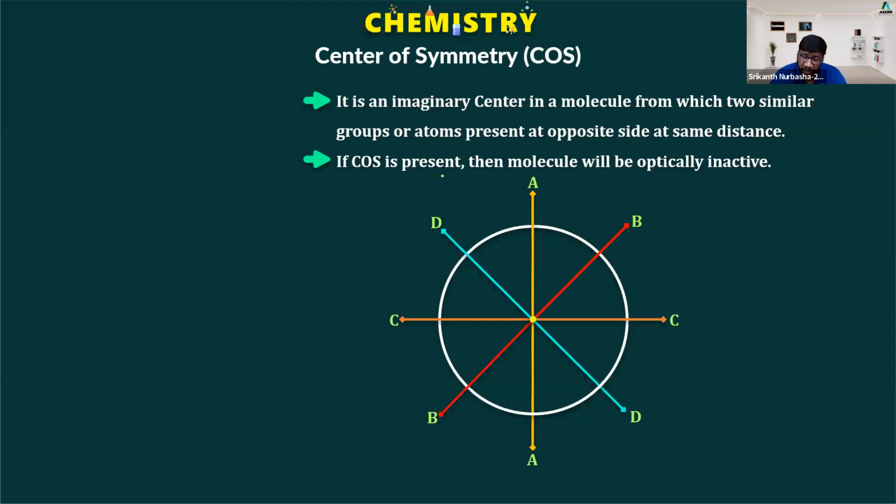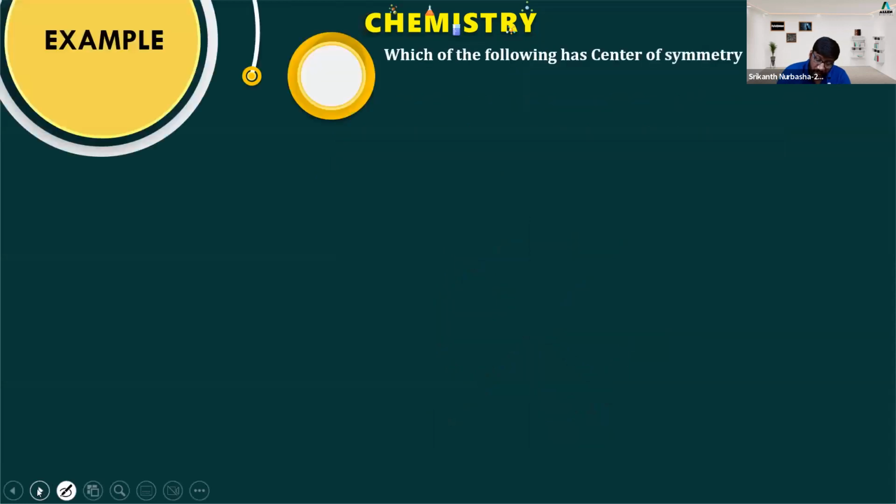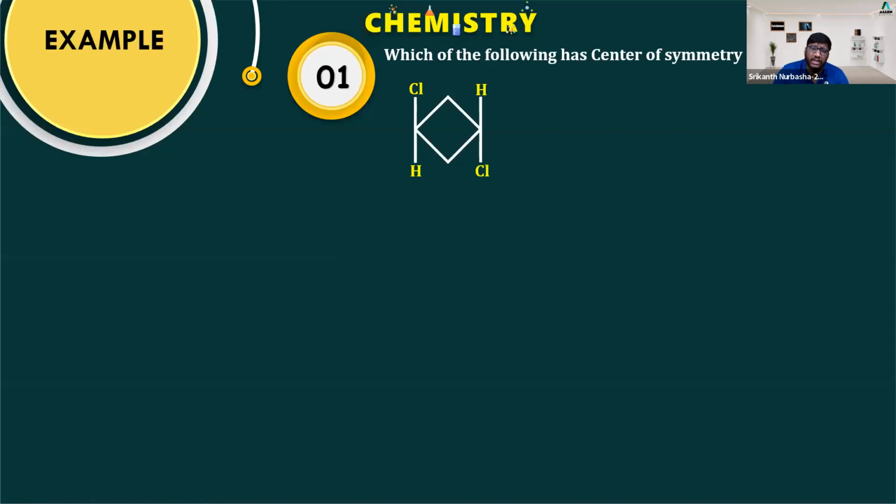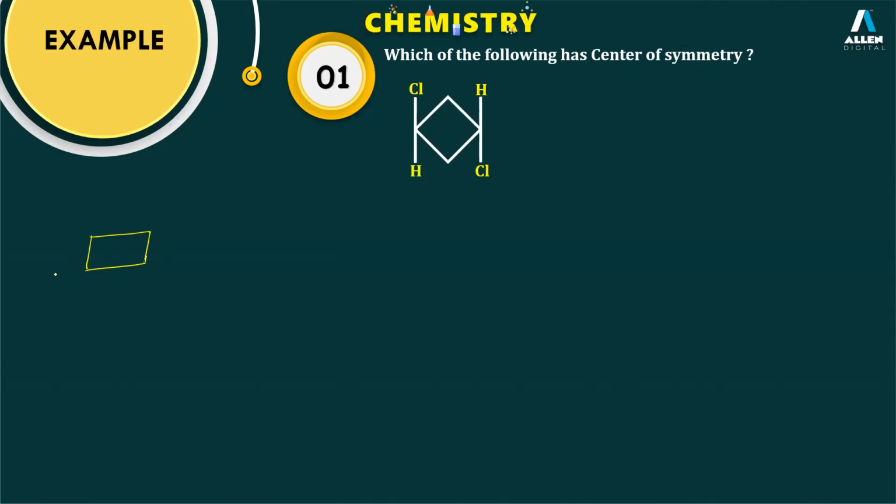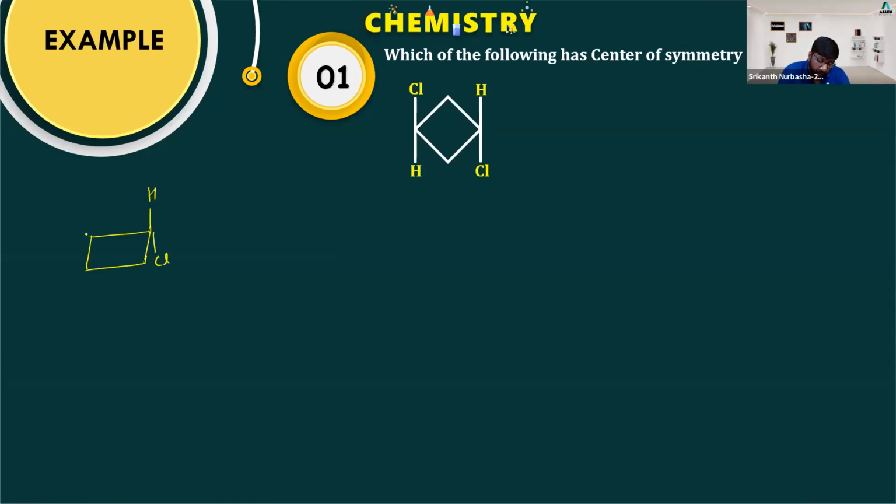If center of symmetry is present, then the molecule will again be optically inactive. So try to figure out whether this molecule has center of symmetry, yes or no? Whether center of symmetry is present for this particular molecule or not. This is a molecule like this. First check whether plane of symmetry is present or not. So hydrogen is here, chlorine down, chlorine up, hydrogen down.